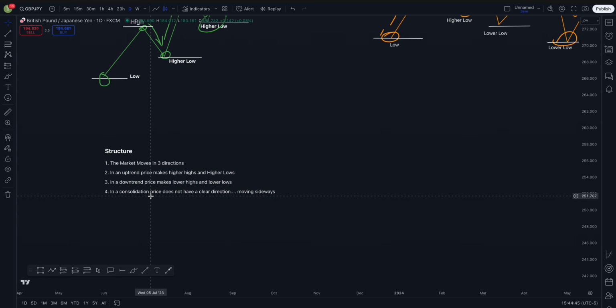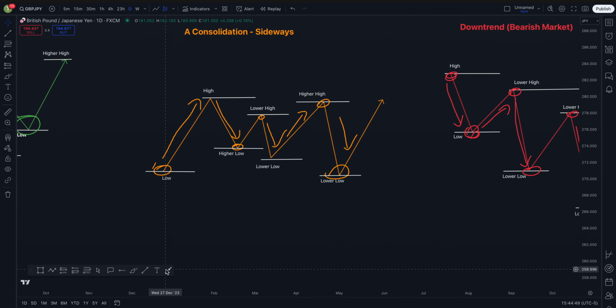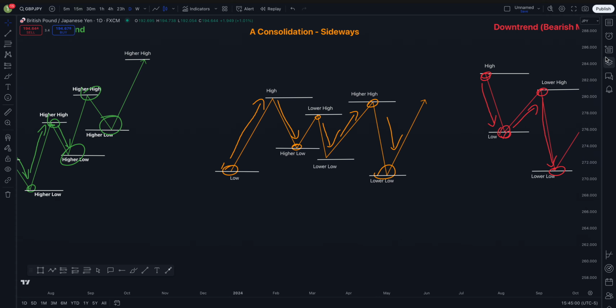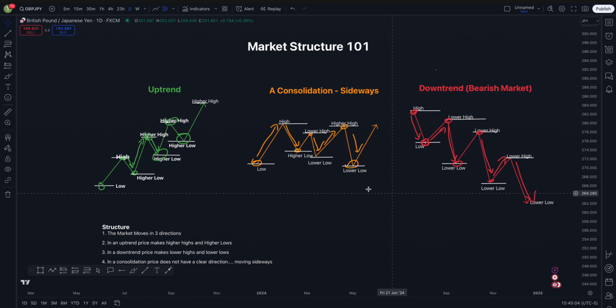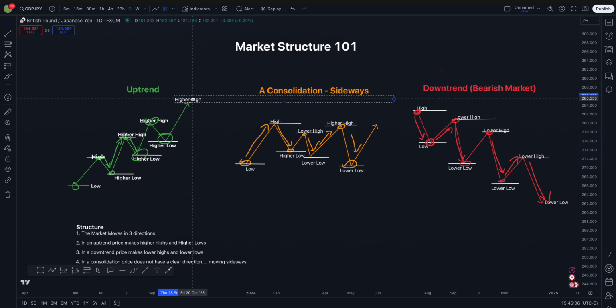In a consolidation, price does not have a clear direction and it's moving sideways. So as you can see, from a low to a high, to a higher low, then a lower high, then a lower low, then a higher high, then a lower low, and so on. So these are the three ways in which the market moves. This is what we refer to as market structure.